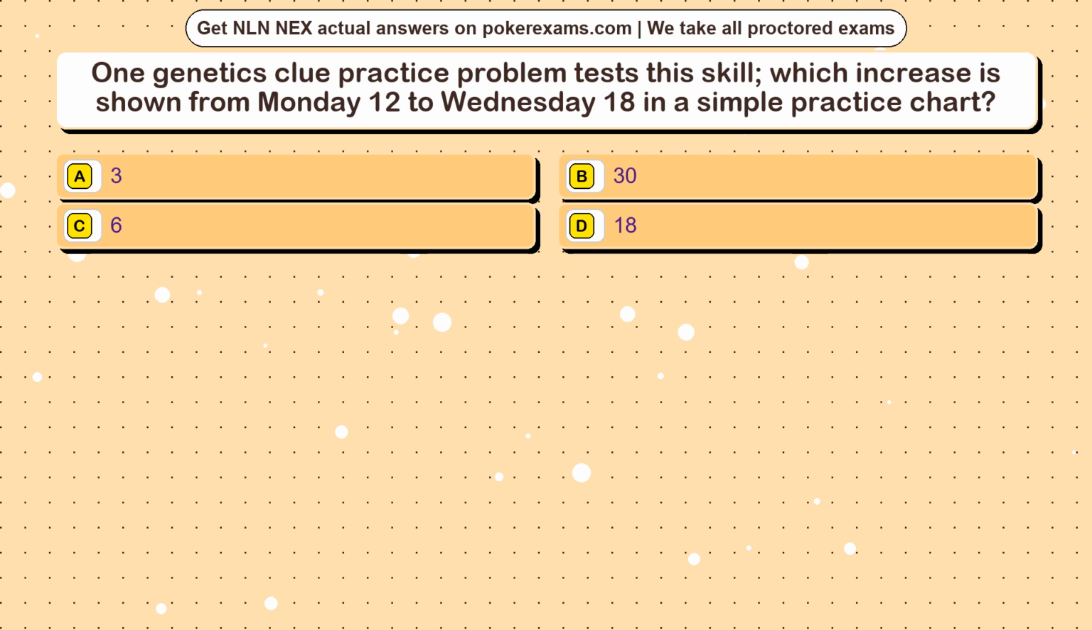Which increase is shown from Monday 12 to Wednesday 18 in a simple practice chart? Option A, 3. Option B, 30. Option C, 6. Option D, 18.